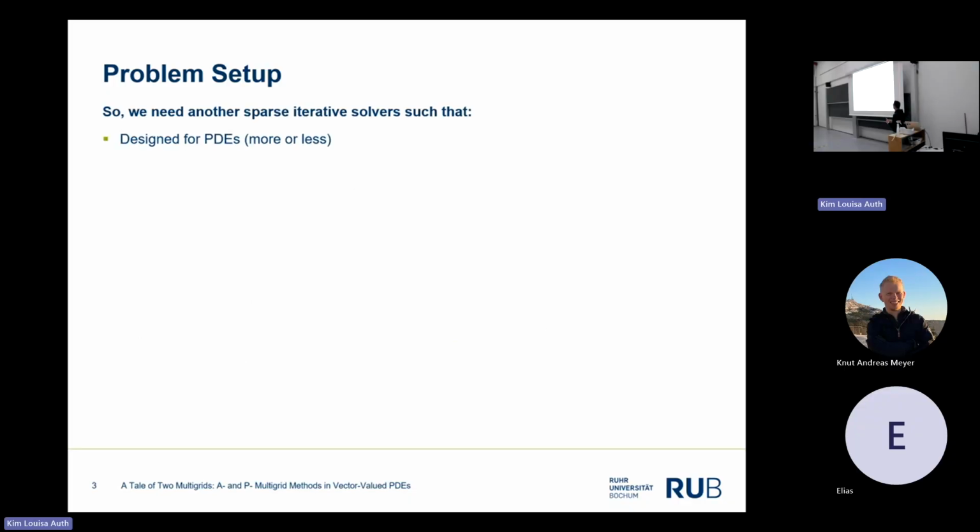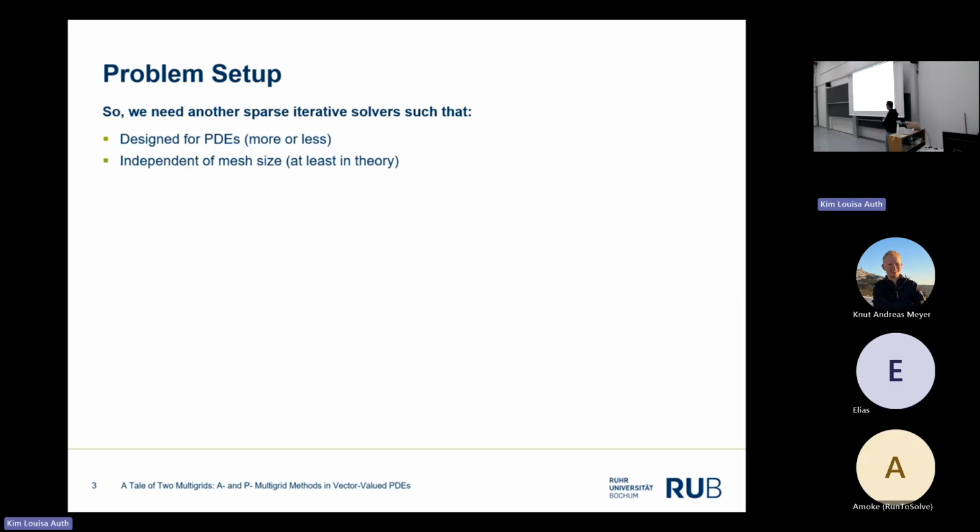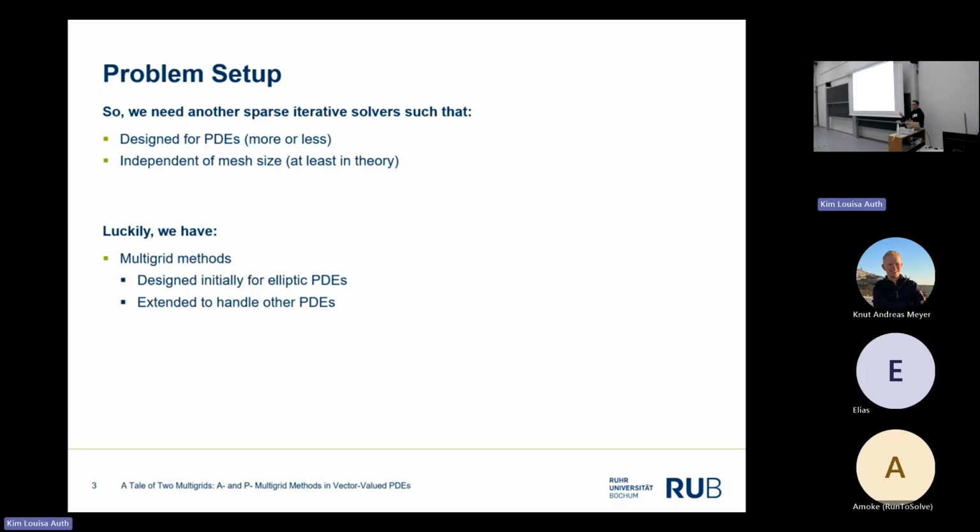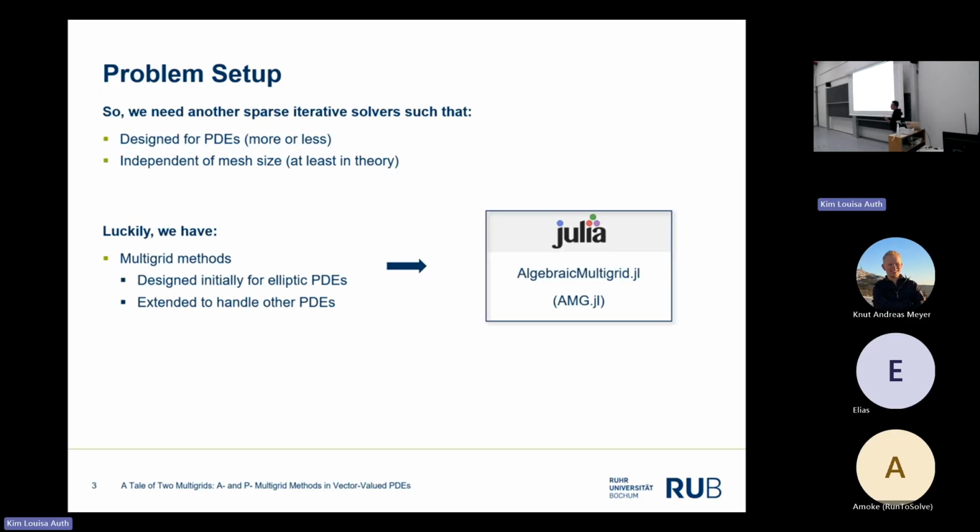But this solver needs to satisfy two things. The first one is it needs to incorporate the PDE in the solver itself. The second thing, it needs to be mesh independent, of course, at least in theory. And luckily, we have in the literature multigrid methods, and even better, we have them implemented in the Julia ecosystem in AlgebraicMultigrid.jl, or for short, I would call it AMG.jl.